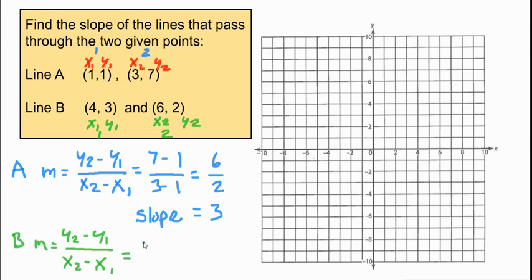Now let's fill in the values. y2 is 2. We're going to subtract y1, which is 3. x2 is 6. Subtract x1, which is 4.